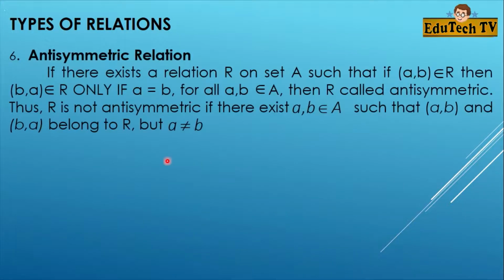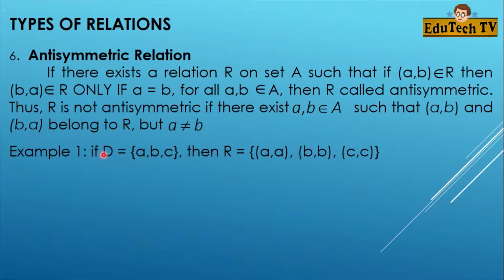Next type is what we call the antisymmetric relation. So ito naman parang para lang din siya sa symmetric, pero there is another condition na dapat yung A at B natin ay equal. Okay? So hindi siya nag-exist kapag yung A ay hindi equal doon sa B. For example, if we have the set D, A, B, C, and then yung relation dyan sa set na yan ay AA, BB, and CC.